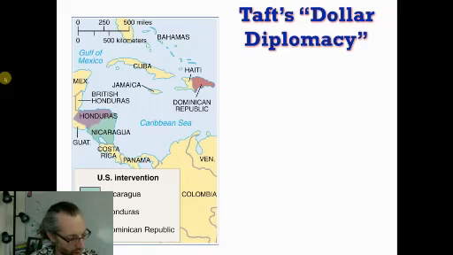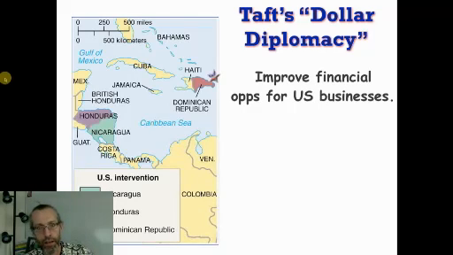Just a few more things to go, and then we'll be done here. Taft becomes president after Roosevelt, and he's famous for shifting from the big stick policy to the dollar diplomacy policy. He's going to bring financial opportunities and try to use the power of the purse and money. The two big places where we'll see that are going to be in China and in the Caribbean, which again was referred to as that Yankee Lake.